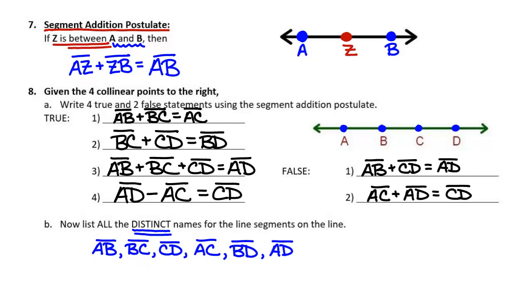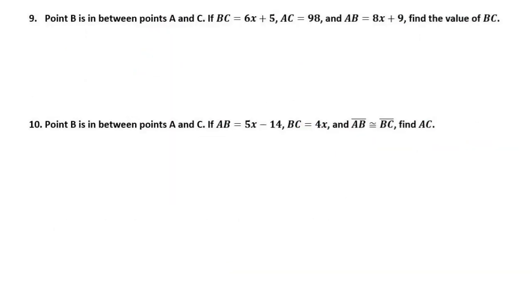All right, let's do a couple examples now. We're going to be using the segment addition postulate, and we're going to be using what we learned yesterday about congruence. Does anybody remember what the word congruent means? Yep, same size, same shape, so their measurements are equal. Yes. All right, let's look at number 9.